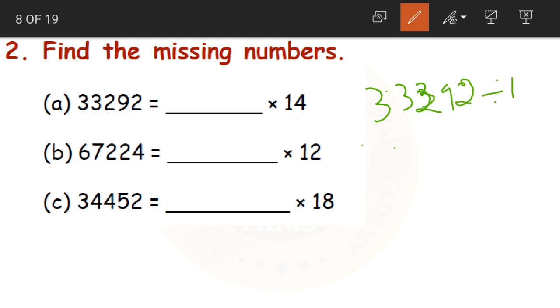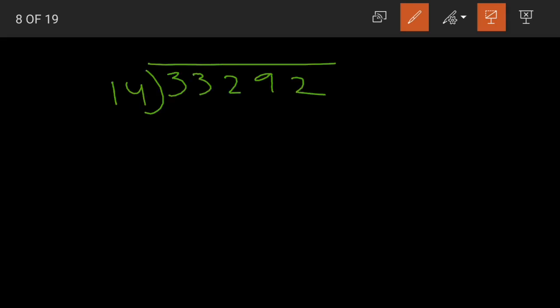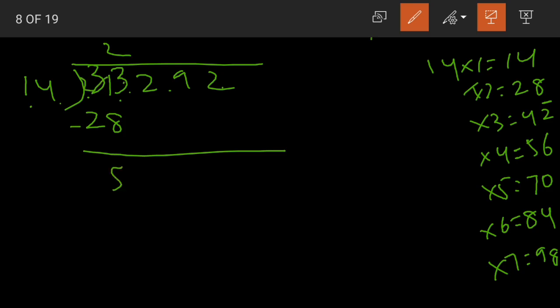33,292 divided by 14. Yes, now let us do that. Yes children, I have already written the 14th table here. Now let us start dividing. Now 33 comes between these two, so we'll go with the smaller number. 14 twos are 28. When we subtract, 13 minus 8 is 5, 2 minus 2 is 0.